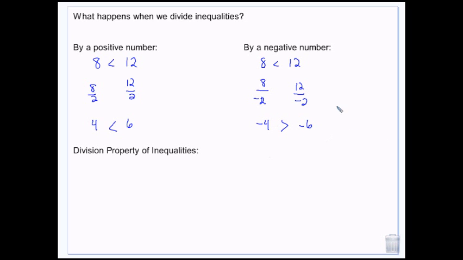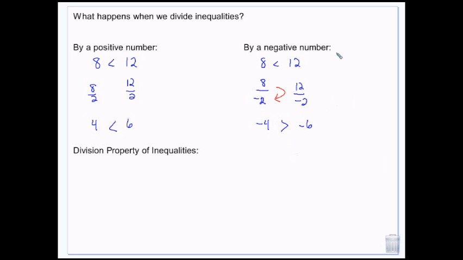Why are you dividing if the 8 is less than 12? I'm just saying this is what happens if I divide both sides by a negative. This is not like a problem to solve. I'm just showing that if I divide by a positive, it stays the same truth value, but if I divide by negative, I changed it.